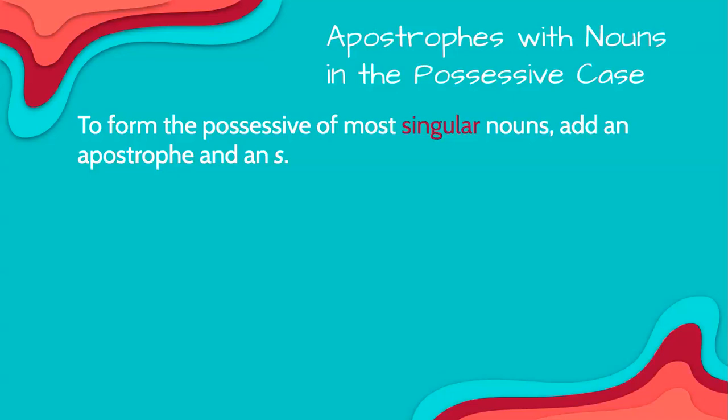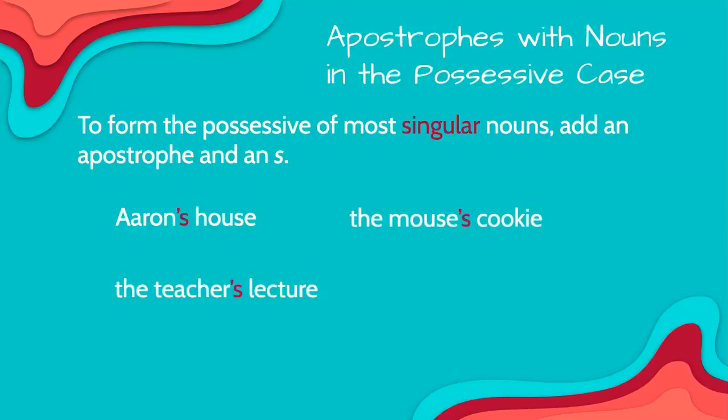To form the possessive of most singular nouns, we just add an apostrophe and an S. Aaron's house, the mouse's cookie, the teacher's lecture, the book's cover. This is pretty straightforward. With singular nouns, we really just need to remember to actually write the apostrophe.